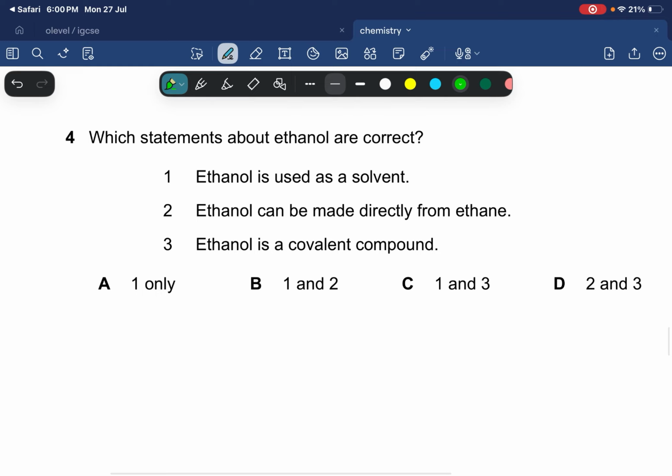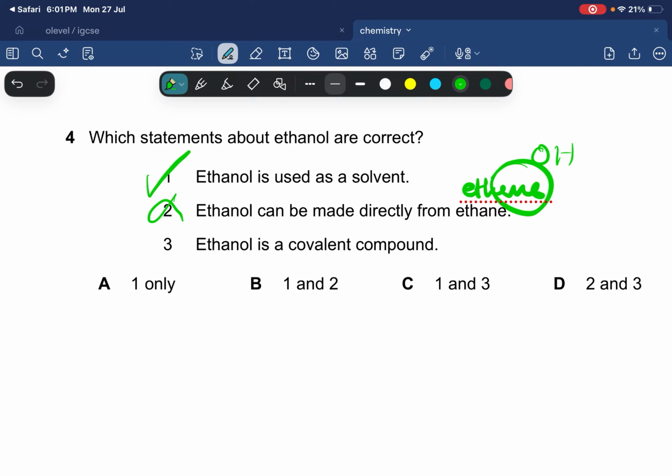Which statements about ethanol are correct? Ethanol is used as a solvent. Yeah, that's correct. It's very soluble. Why? Because of the OH bond. It makes it polar. Ethanol can be made directly from ethane. No. It can be made directly from ethene. We need the ene part. We add the water to the ethene, and then you get the alcohol.